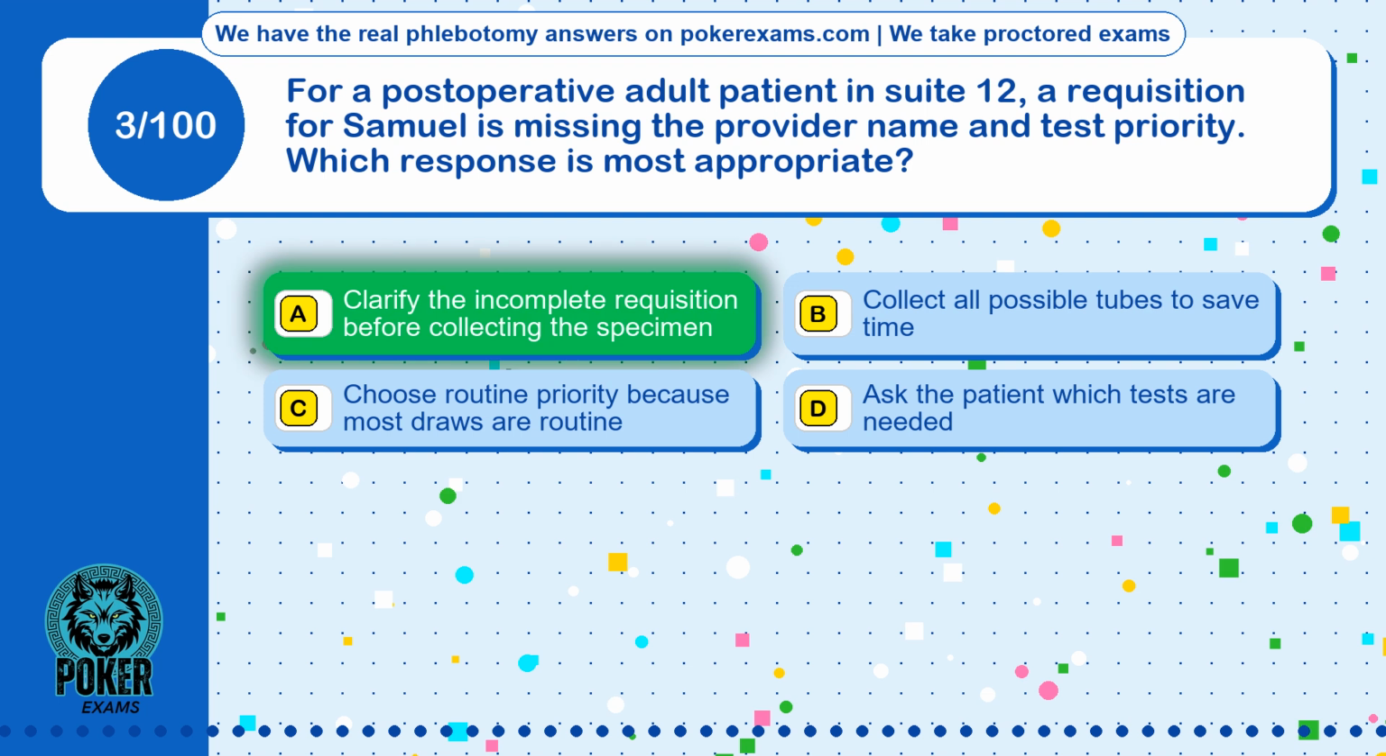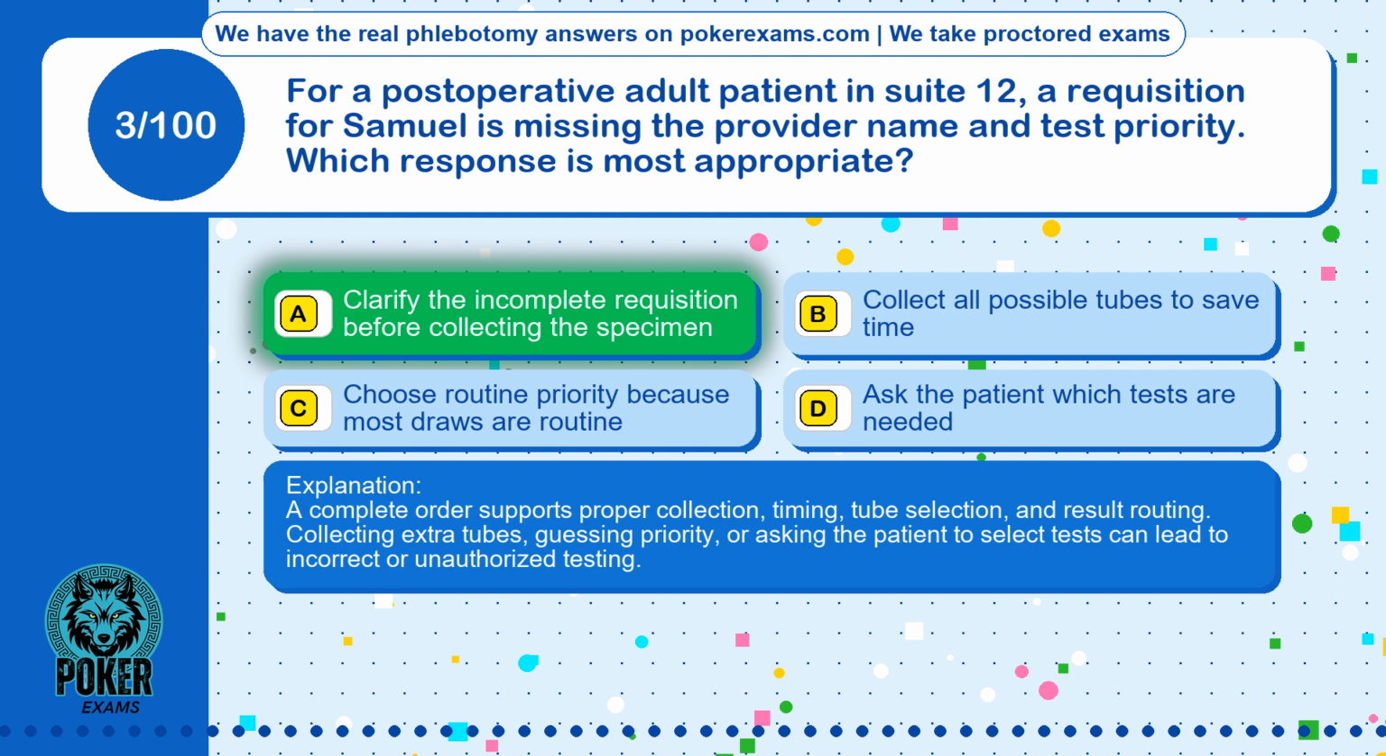The correct answer is option A. Clarify the incomplete requisition before collecting the specimen. A complete order supports proper collection, timing, tube selection, and result routing. Collecting extra tubes, guessing priority, or asking the patient to select tests can lead to incorrect or unauthorized testing.